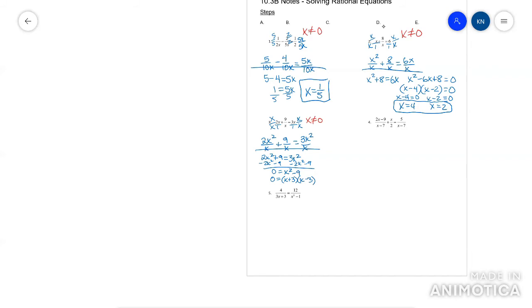And then you can just set each of these equal to 0. So x plus 3 equals 0, so x is negative 3. And x minus 3 equals 0, so x equals positive 3 as well.